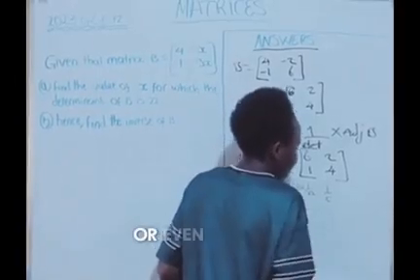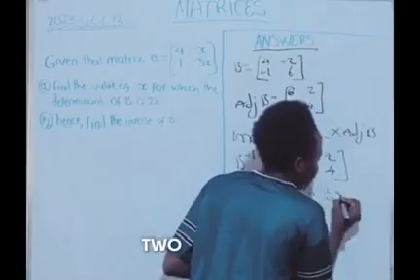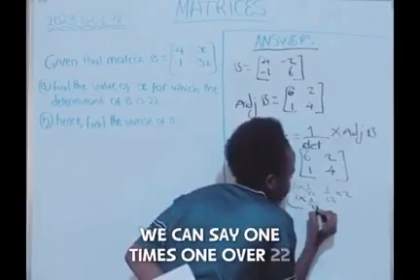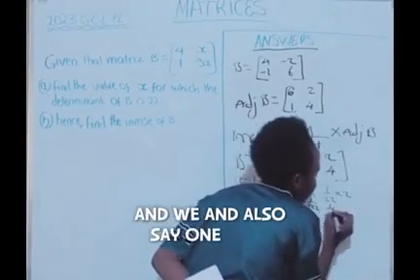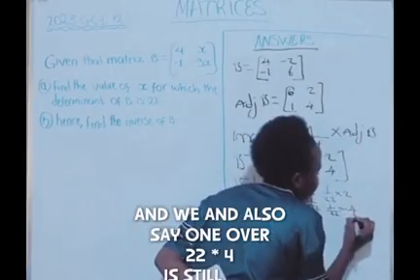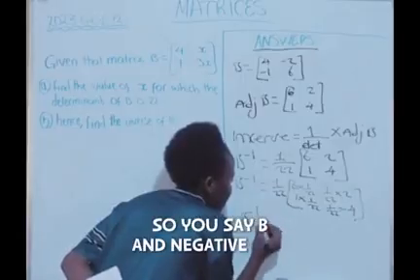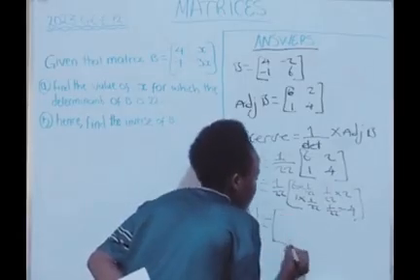Or even just like this, 1 over 22 times 2. We can say 1 times 1 over 22. And we can also say 1 over 22 times 4 is still the same thing, because it's still going to give you the same answer. So you say B negative 1 is equal to, okay?